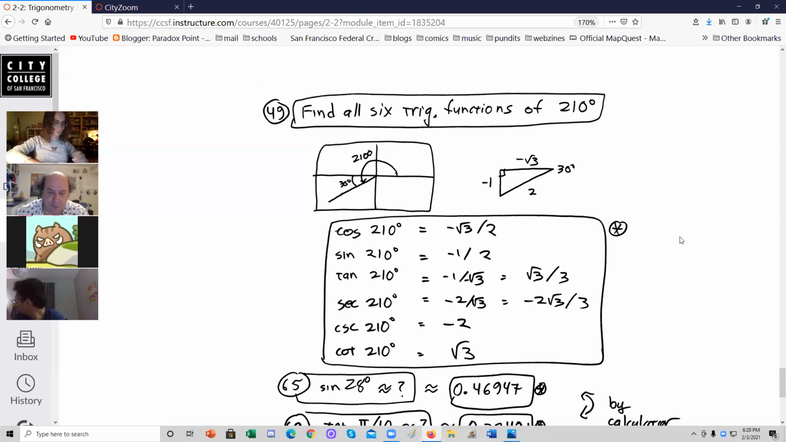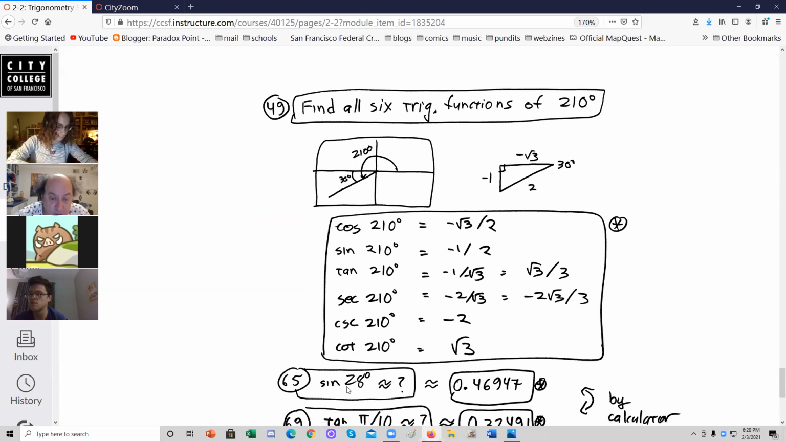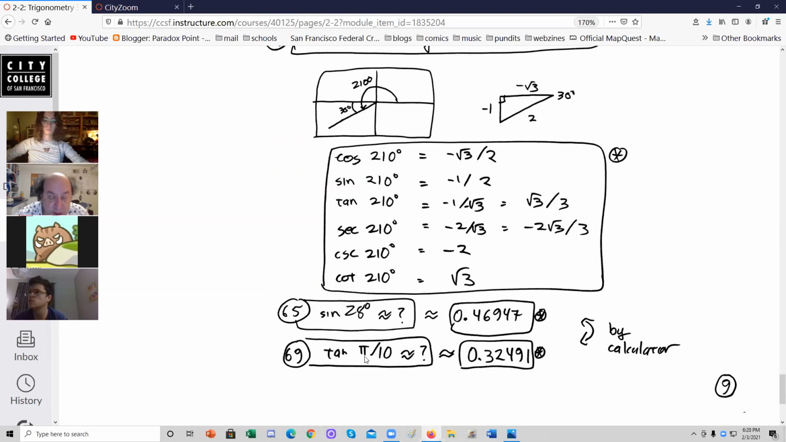So I can use that if I wanted to find sine of 28 degrees or tangent of pi over 10 radians. You can adjust the calculator to degrees or radians and then find sine of 28 and push a button, and the sine of 28 degrees is about 0.46947. Tan pi over 10 radians, adjust to radian mode, enter tan pi over 10 on the calculator, push a button, 0.32491.